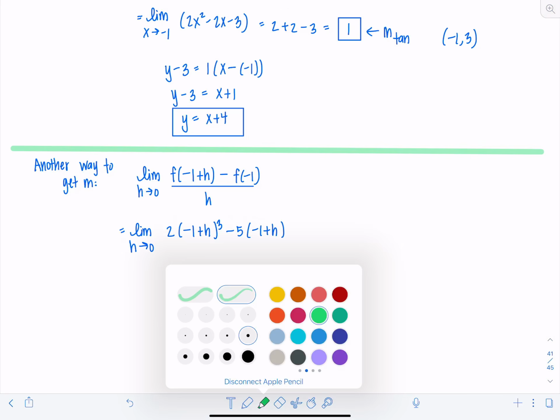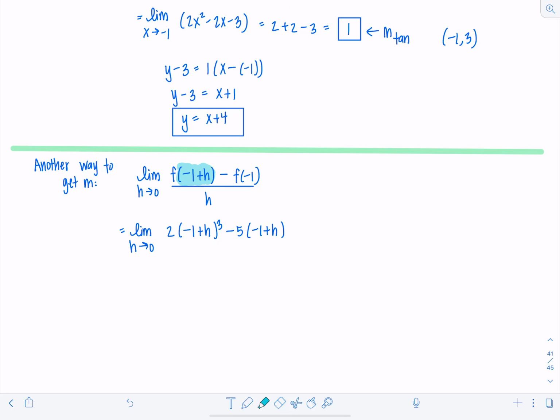That is, let me highlight for you. So f of negative 1 plus h, that's right here, substituting in negative 1 plus h for x. Minus 3, that's f of negative 1, all over h.